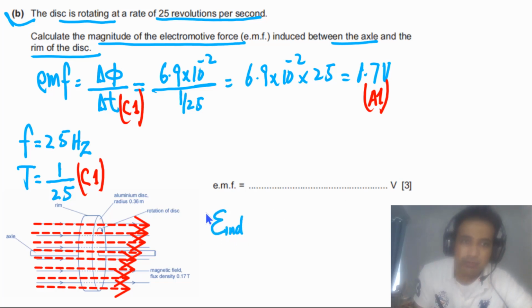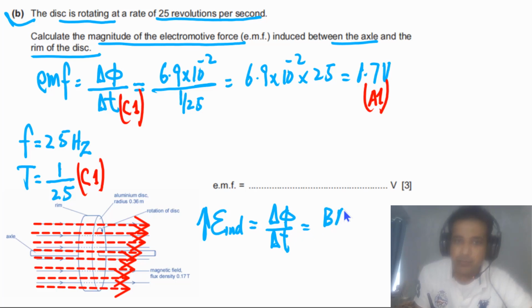Induced EMF will increase because induced EMF is equal to delta phi over delta T, the rate of cutting of magnetic flux. In this case, this is equal to BA over delta T. So as B has increased, this one has to increase. We can also understand this question in a different way.